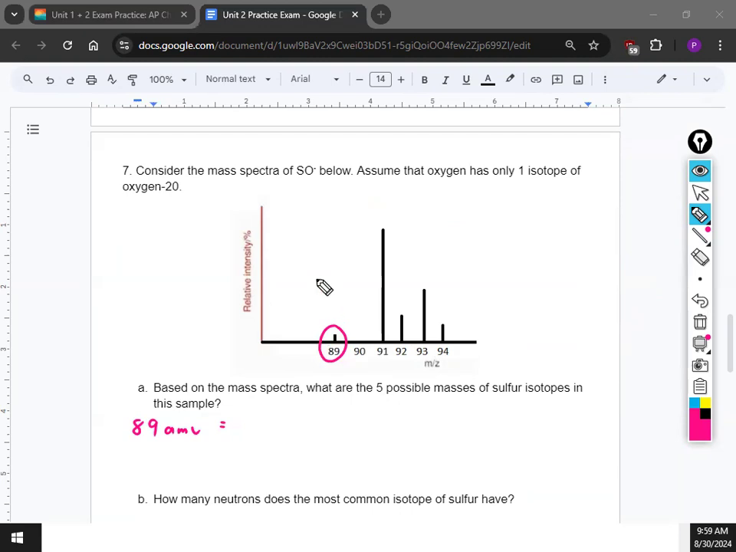Okay. So we just said that the bar is going to give you the mass of the sulfur and the mass of the oxygen. Okay. So basically, we need to figure out what the mass of the sulfur is. Now, if you guys take a look at the instructions above, it tells you that oxygen only has one isotope, right? And what's the isotope for oxygen? 20. So that means that oxygen right here, this is going to be 20 AMU.